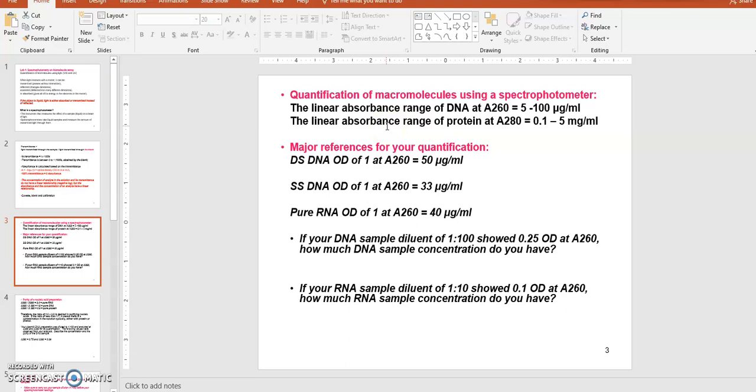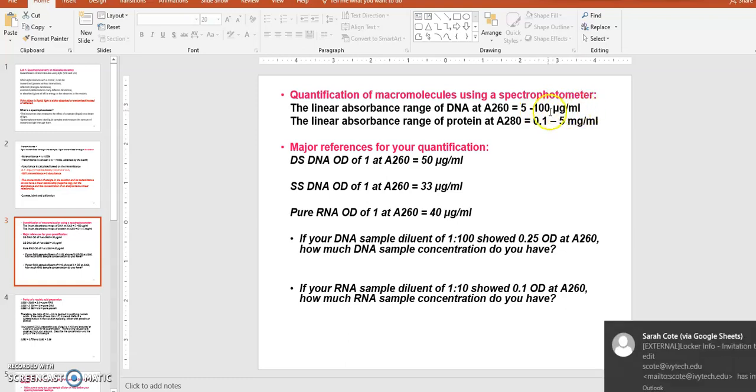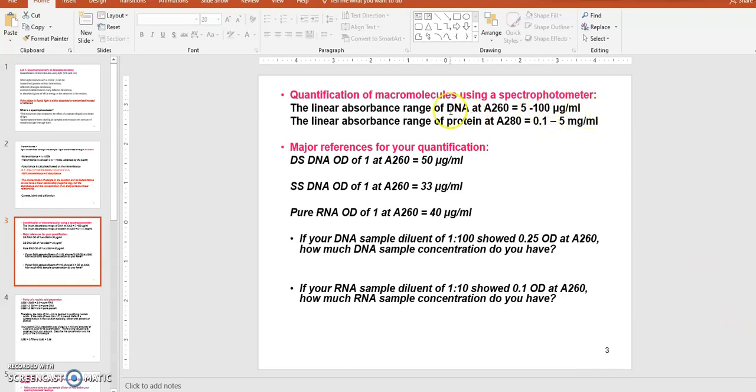Quantification of macromolecules using a spectrophotometer. Like I said, there's a linear relationship between the absorbance and the biomolecule concentration. If it's DNA, for example, if you use UV light in the 260 nanometer range, there's a correlation between the concentration of the DNA, between 5 and 100 microgram per milliliter, and the absorbance of the DNA sample measured by the spectrophotometer. If it's a protein, you will use UV light at 280 nanometer, and a protein sample in the concentration of 0.1 to 5 milligram per milliliter will have a linear relationship with the absorbance of its sample in the spectrophotometer.